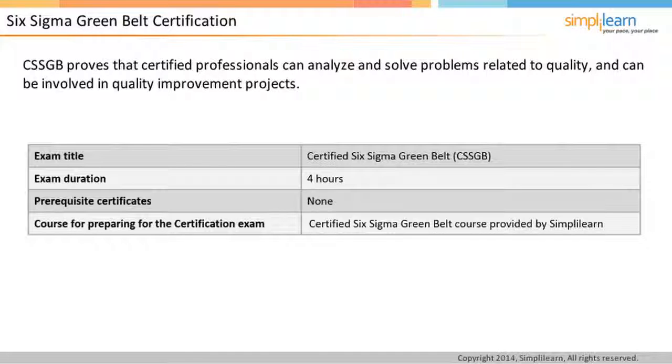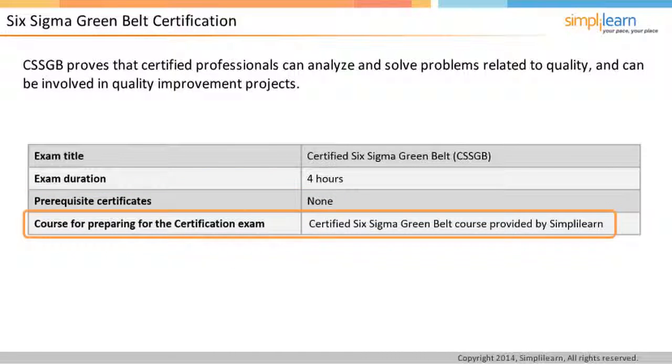CSSGB proves that certified professionals can analyze and solve problems related to quality and can be involved in quality improvement projects. The exam title is Certified Six Sigma Green Belt, or CSSGB. The exam duration is 4 hours. There are no prerequisite certificates required to take up this exam.